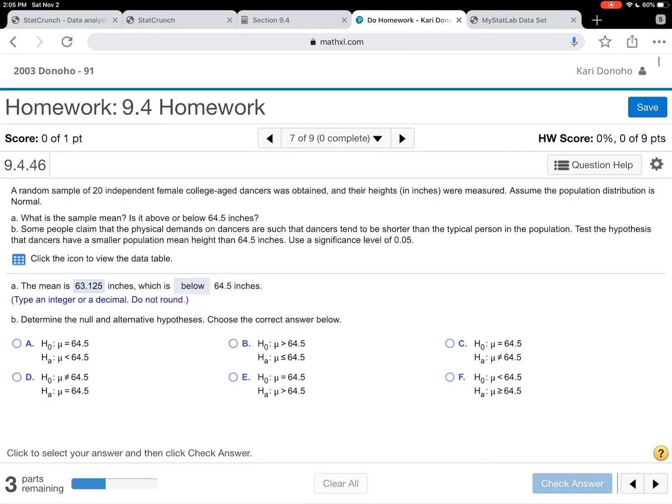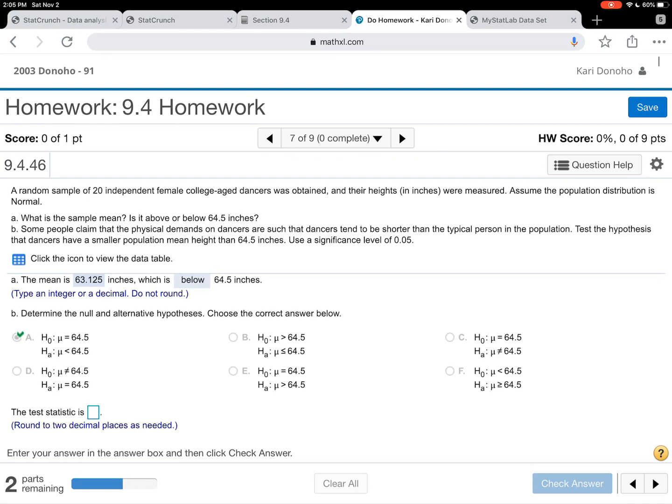Okay, so now we want to determine our null and alternate hypotheses. So this is up to us to figure out. We are testing, do dancers have a smaller population mean? So we would assume it's exactly the same. So we would assume that the mu is still 64.5. But we'd be testing, is it actually smaller than that? So it looks like choice A would be the appropriate one here.